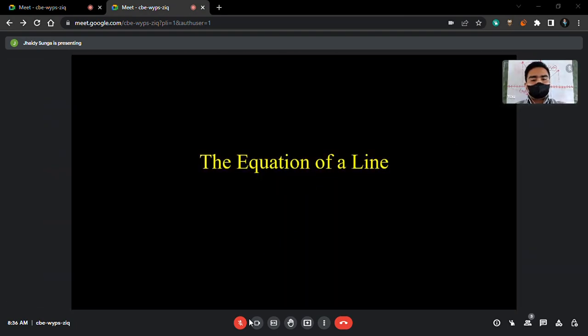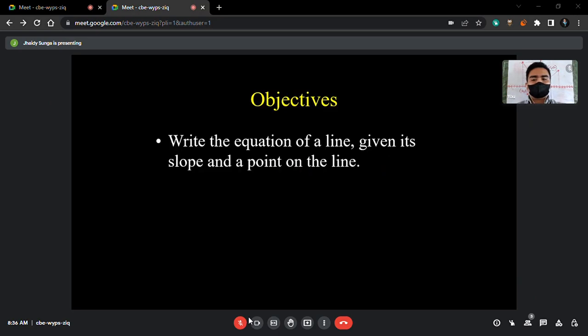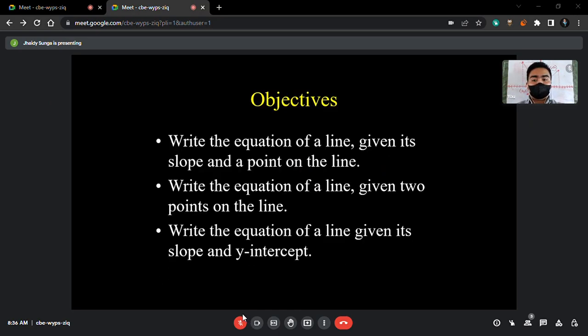Our objectives for this day are to write the equation of a line given its slope and a point on the line, to write the equation of a line given 2 points on the line, and to write the equation of a line given its slope and y-intercept.